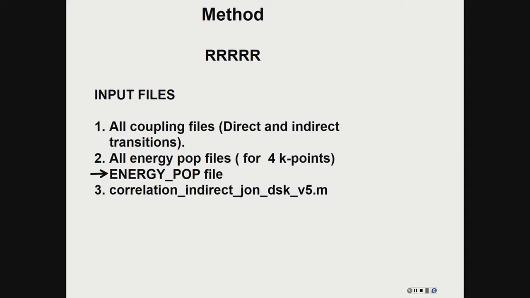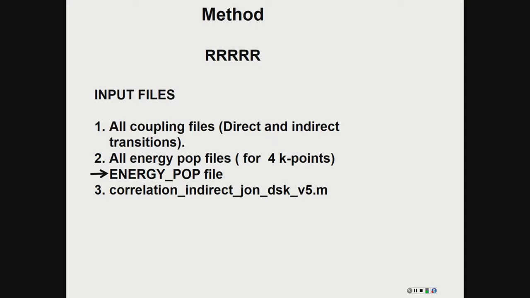direct and indirect transitions. So there are 2 kinds of coupling files: coupling between orbitals of same K points, and coupling between states of different K points. I will describe later in details. And number 2, energy of files, it's like symbolic name, but it consists the number of R states we are interested in. And number 3, this is the MATLAB code.